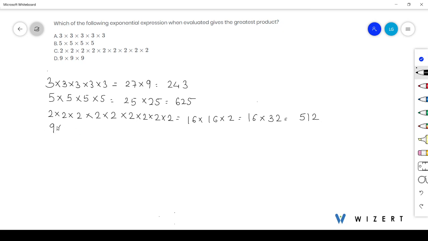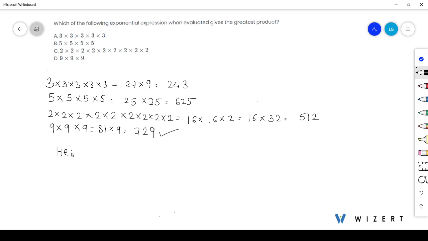And for option D, 9 into 9 into 9 is 81 into 9. So it is 729. Now here we can observe that among these 4 options, the greatest product is 729.